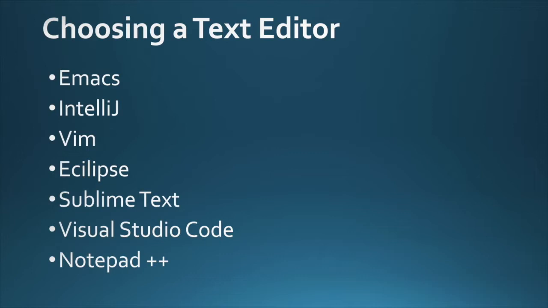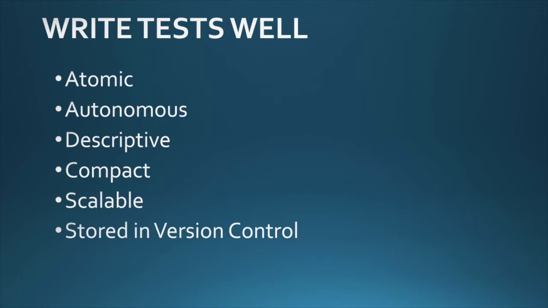So as soon as you have installed Selenium and you're ready to go, you have to think about the text editor. What text editor are you going to use for your automation, because it's all about ease and your comfort. You can use Emacs, IntelliJ, Vim, Eclipse, Sublime Text, Visual Studio Code, and Notepad++. Personally, I use Notepad++, Sublime Text, or Visual Studio Code. They are very lightweight and easy to use, and that's the reason I'm using them. You are free to use any text editor of your choice.